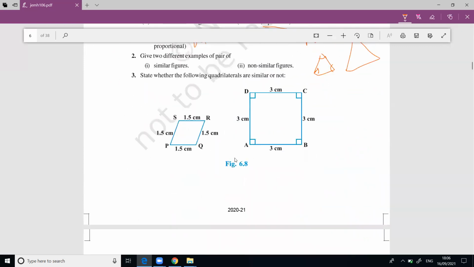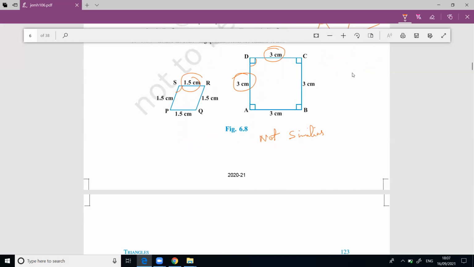Now state whether the following quadrilaterals are similar or not. So here, if you see, these corresponding sides are in the proportion. But when we talk about angles, the angles are not equal, so they are not similar. In this, we have finished this exercise 6.1.